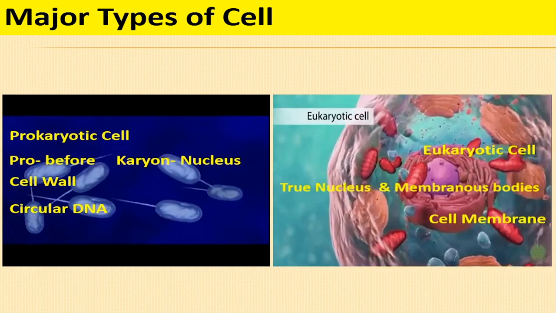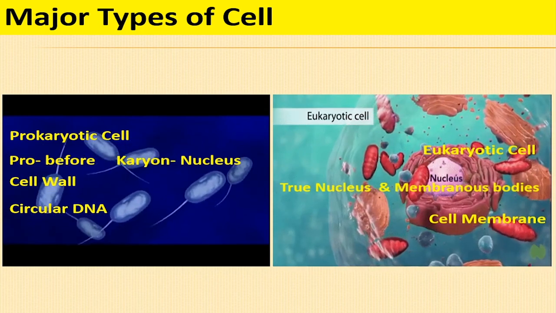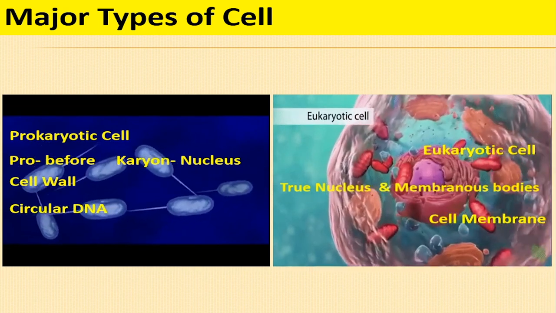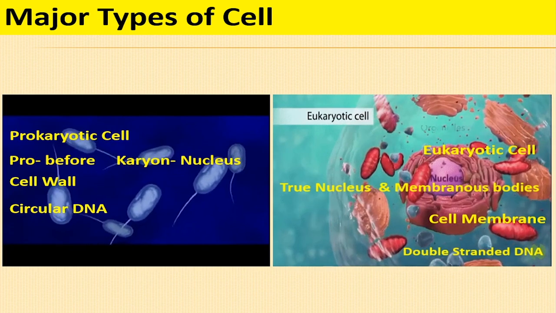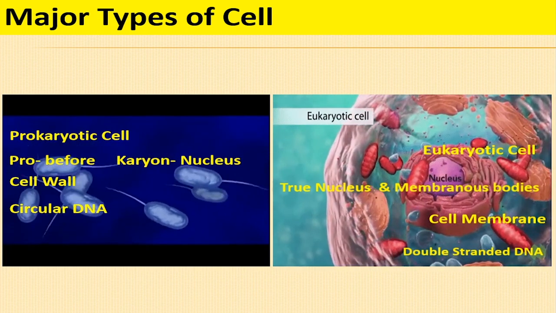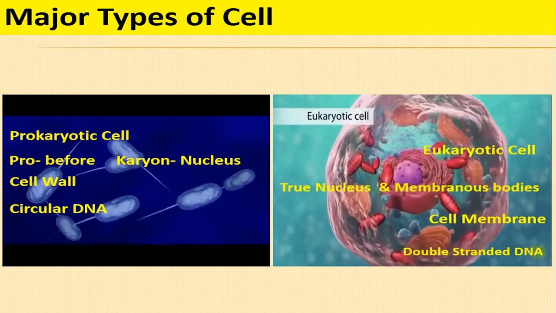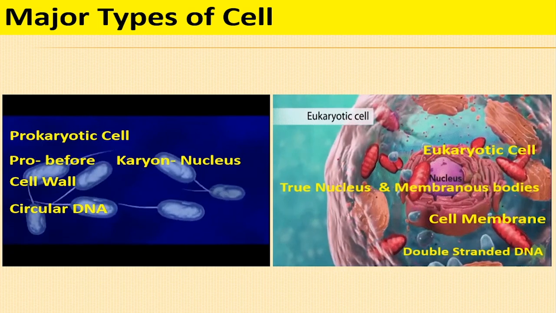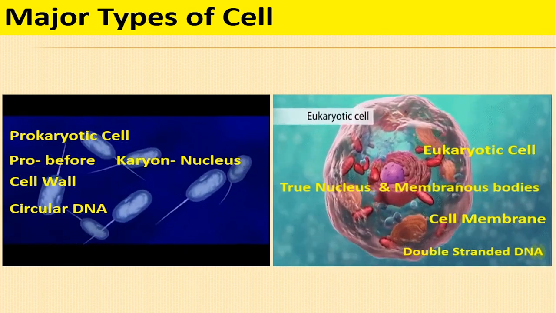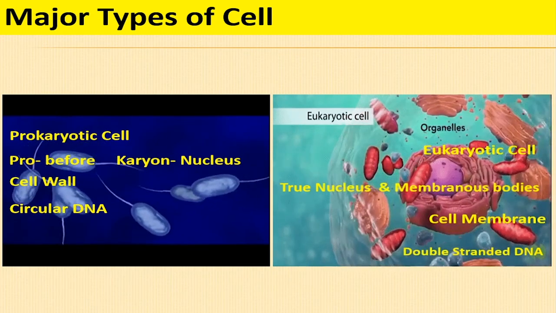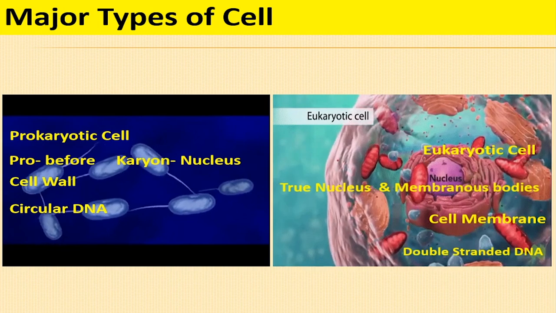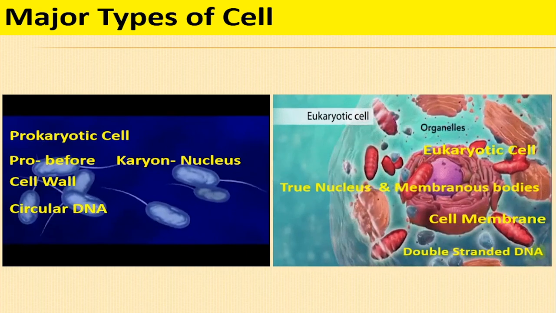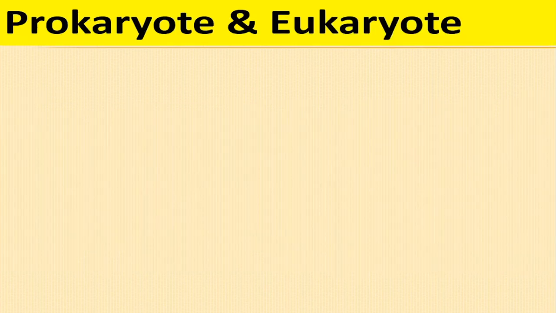Then the outermost covering is not a thick one. It is very thin, that is the cell membrane, enveloping the cell, all the cell organelles, nucleus and cytoplasm. Then you'll find double-stranded DNA present in the nucleus in the form of chromosomes during the process of mitosis. You can find the chromosomes under the microscope. So there are two major types of cells, prokaryotic and eukaryotic. Prokaryotic cells mean without a nucleus, with a cell wall and circular DNA, while eukaryotic cells have a true nucleus, membranous bodies, a cell membrane and double-stranded DNA present in the nucleus.